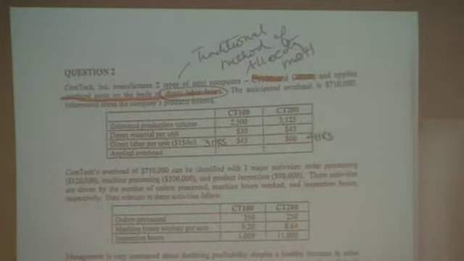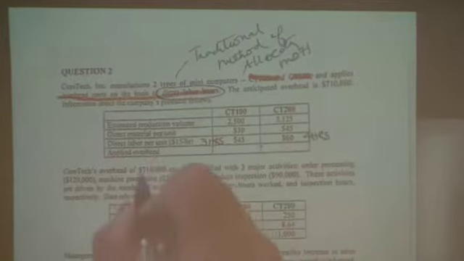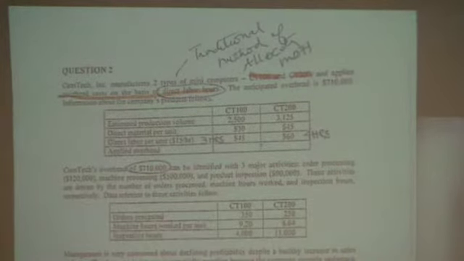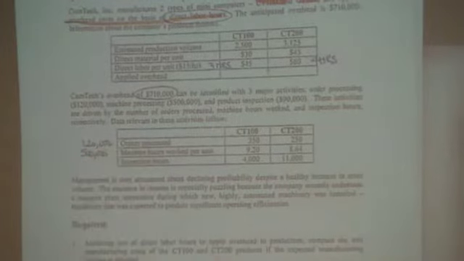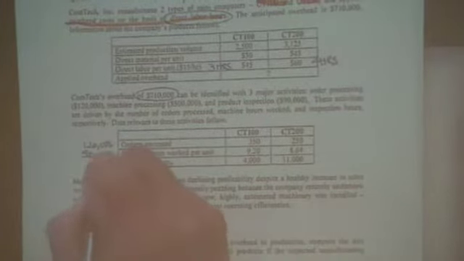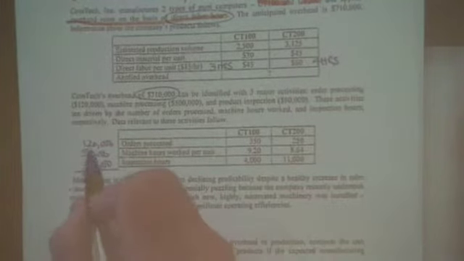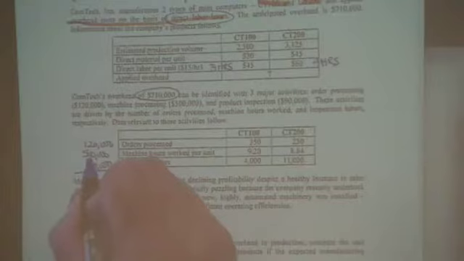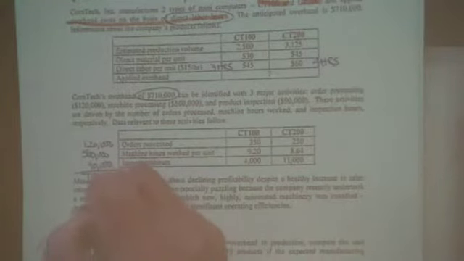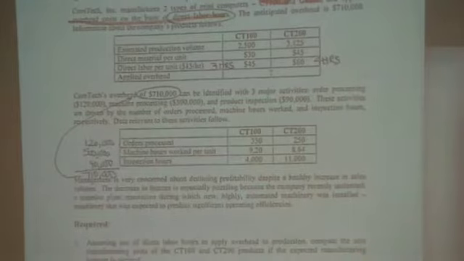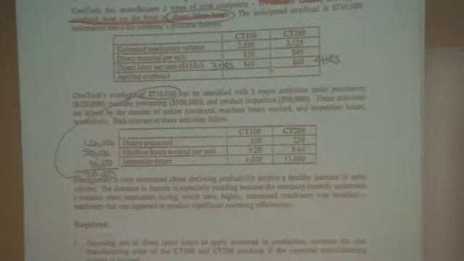It says Comtech's overhead is $710. So this is the total overhead, and there are 3 activities. Order processing, 120. So I'm going to put down the amount here. Machine processing, 500. And product inspection, 90. If you add all this, you get 710. So that's the 710 they're referring to here. So really, we're only dealing with ABC on the MOH level, manufacturing overhead level.